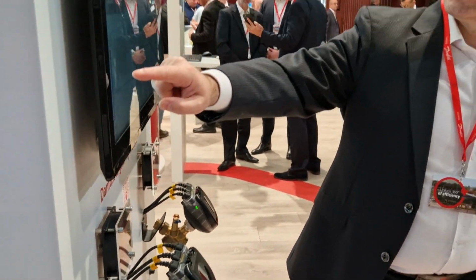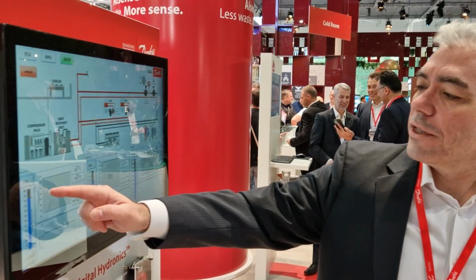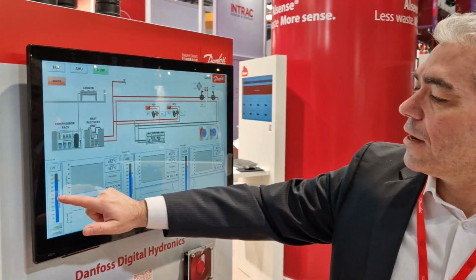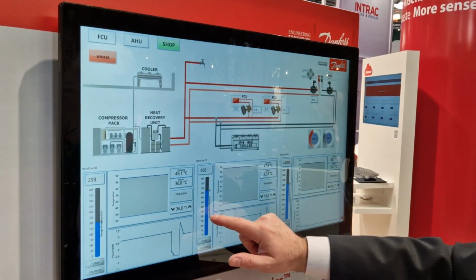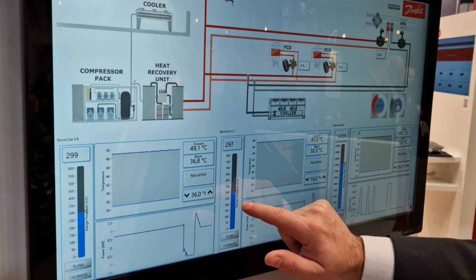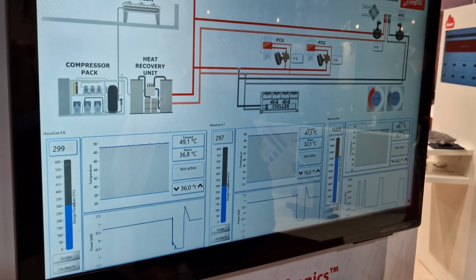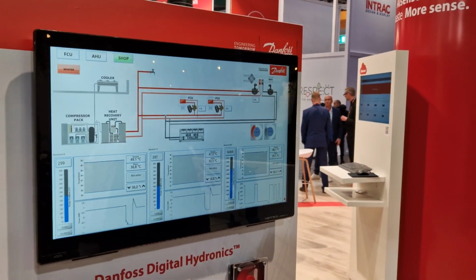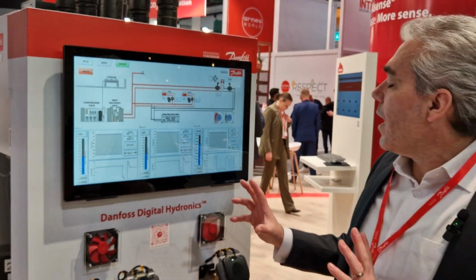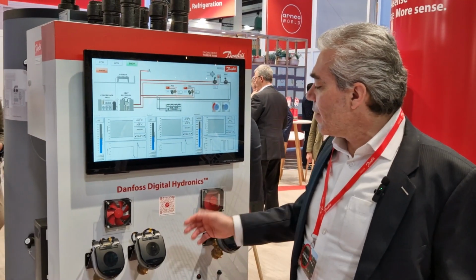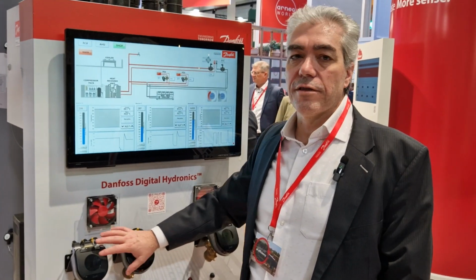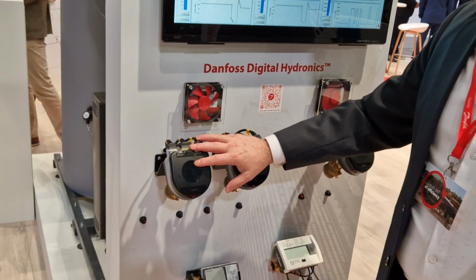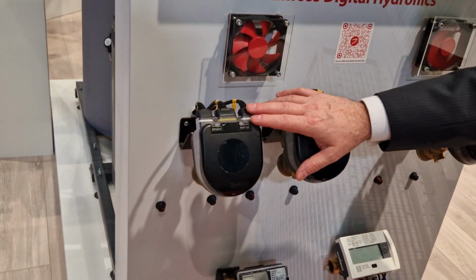So what we can see is that, let's say now it's 520, and if you want to set your maximum flow to 300, you basically just use the computer to set it to 300, and that is that. That's one function. Another function is these actuators are connected through BACnet or Modbus to the BMS system.